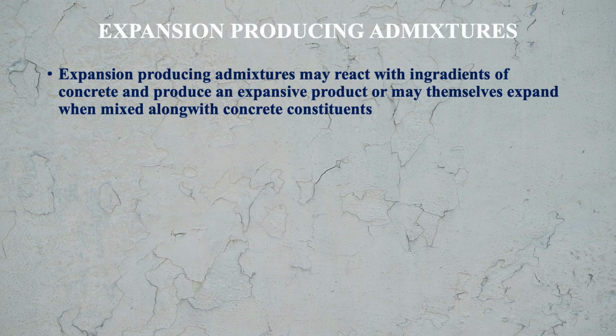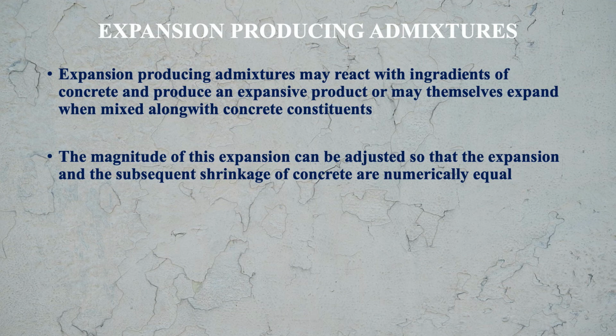Now let us move to expansion producing admixtures. Expansion producing admixtures may react with ingredients of concrete and produce an expansive product, or may themselves expand when mixed along with concrete constituents. So they cause expansion of the concrete. The magnitude of this expansion can be adjusted so that the expansion and the subsequent shrinkage of concrete are numerically equal, because on drying concrete will shrink.